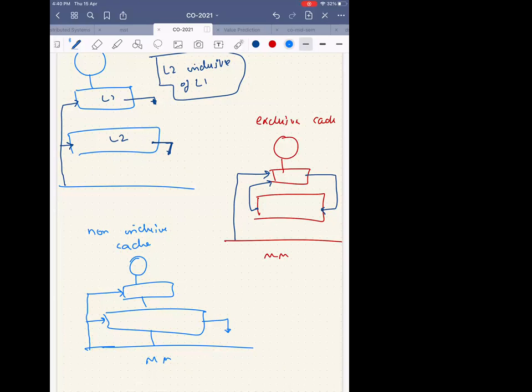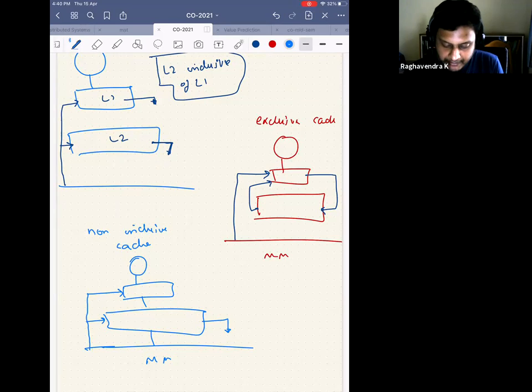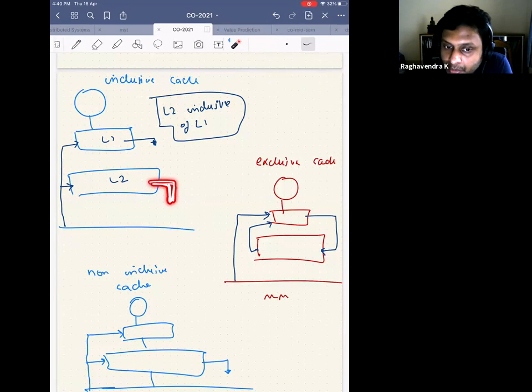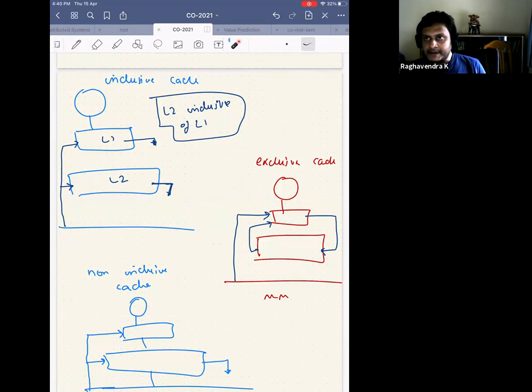Sir, could you please explain the non-inclusive one again? The policy of when something gets kicked out. Okay, so to explain that, I will ask you a question here. I said that in inclusive cache, when I kick out a block from L2, I should make sure that I kick out the block from L1. Can such a scenario exist? It should not happen, right? Because L2 is bigger than L1.